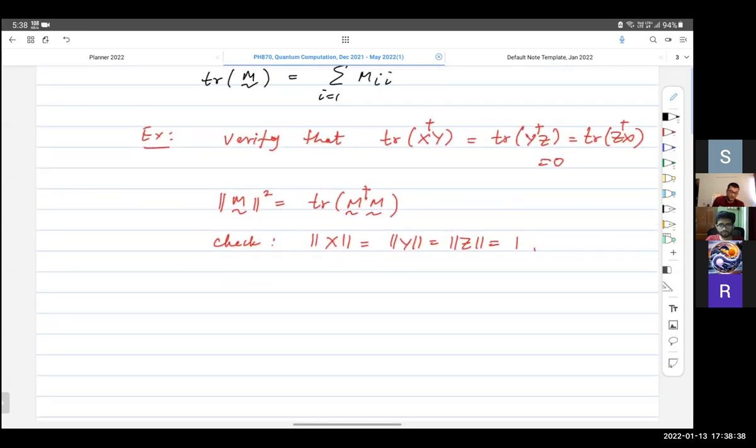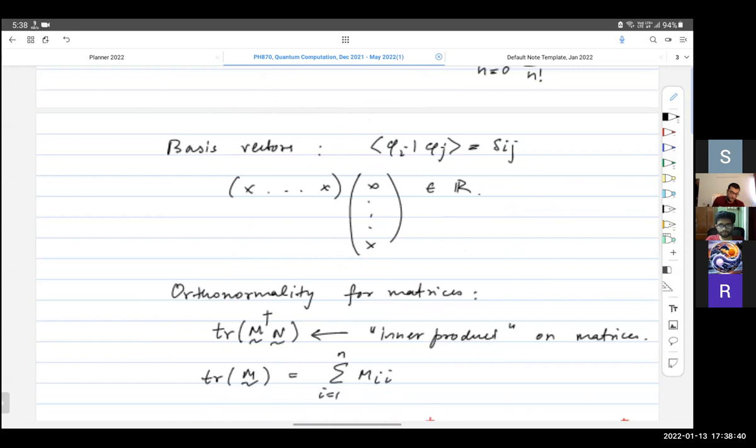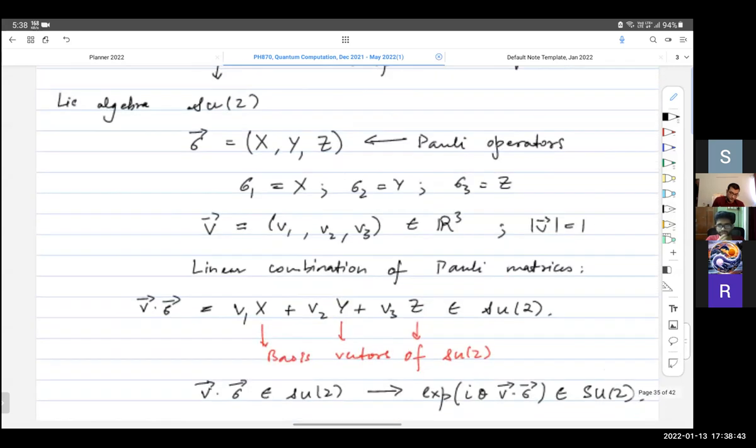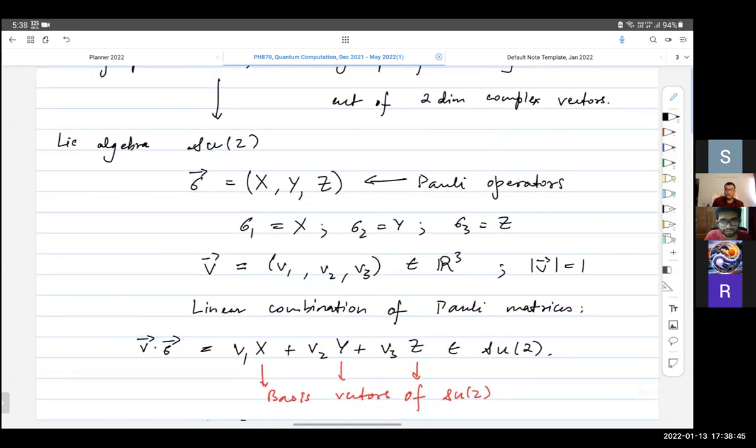So I have a question. Yes. Like the orthonormality for matrices, is it defined itself like this, or can it be derived from the orthonormality of vector spaces?